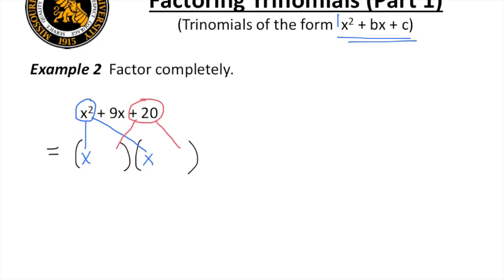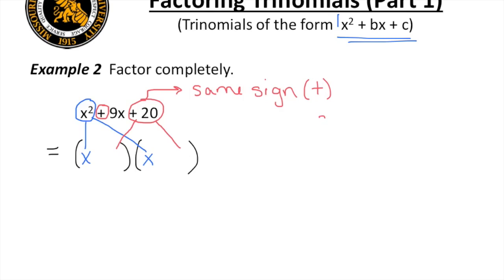Since this is a positive 20, that tells us that the numbers that we place into our binomials must have the same sign, because in order to get a positive when multiplying two numbers together, they must both be positive or both negative. To determine what that sign is, we consider the sign of the middle term. Since the middle term is positive, both factors of 20 that we place into our binomials will be positive.